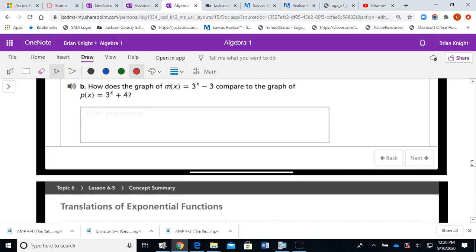This makes more sense. How does the graph of 3 to the x minus 3 compare to the graph of 3 to the x plus 4? How far do they get translated? 7. Okay? Depending on which one you're talking about first, this one is either 7 below this one, or P of x is 7 above M of x. Depending on how you want to say it, I would take either answer. Okay? Everybody good? Awesome.